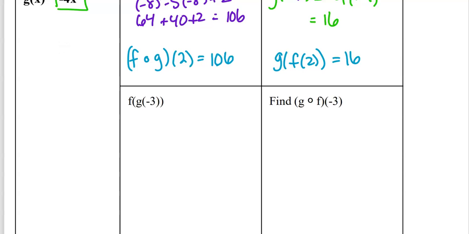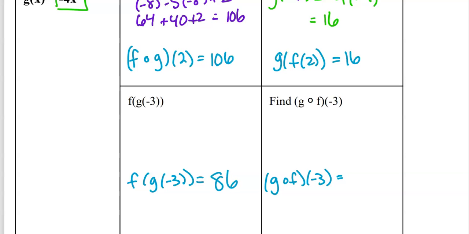Okay? All right. Nate, what did y'all get for F of G of negative 3? 86. All right. And then Cole, what did y'all get for the other one? Negative 104. Good. Yes, they are right. Do we need to see them? Do you have questions about the second one? No, Brandon needs to see this.